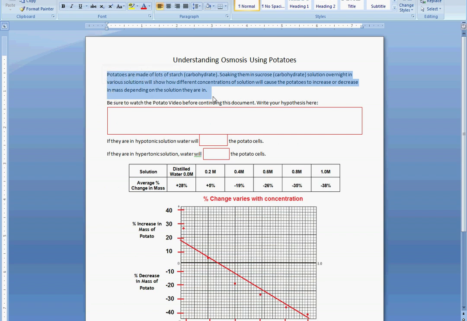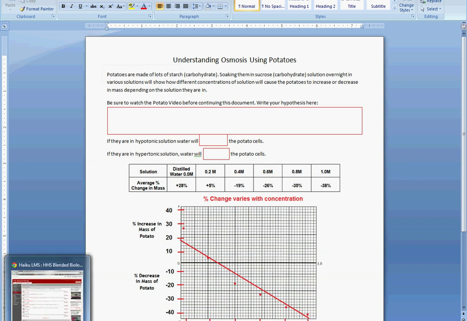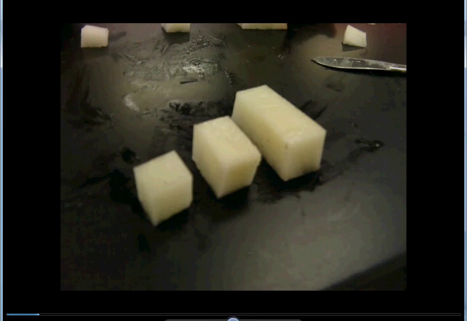Hopefully you read through all this first part already and you are now ready to start the video, which is what you're watching right now. I took some pictures of the potatoes and videos, and hopefully just to walk you through what was supposed to happen if you were actually doing the lab.